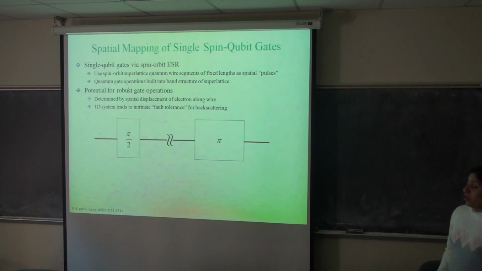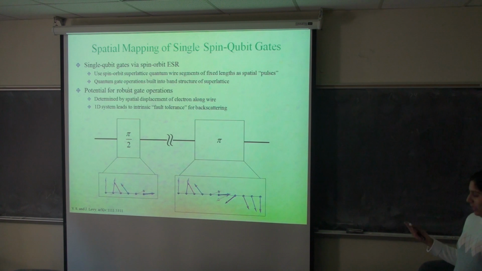So with this fully spin orbit electron spin resonance, we can potentially carry out single qubit gates. And to see how this would work, we can imagine applying spatial pulses using wire segments of fixed lengths. So for example, if we want to apply a pi/2 pulse, the wire segment might look like this, while for a pi pulse, we could have a wire segment like this.